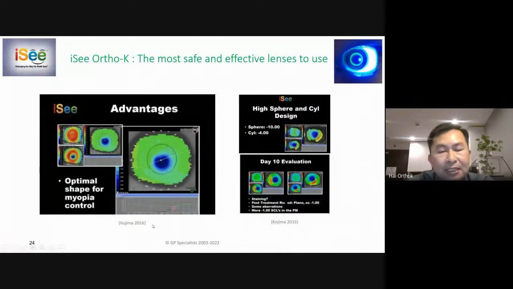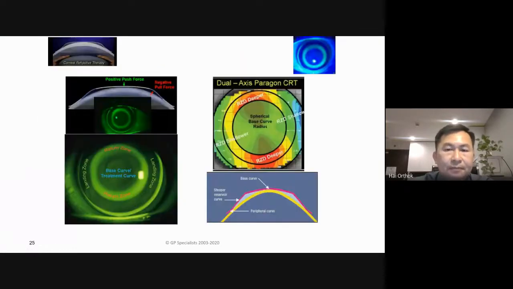And I copied the slide from Dr. Kojima, and this is his own eye. For 10 days, we can see the 10 diopters were almost plano for his OD, and OS only 1 diopter left. So it's a very effective treatment for high myopia and high cylinder.